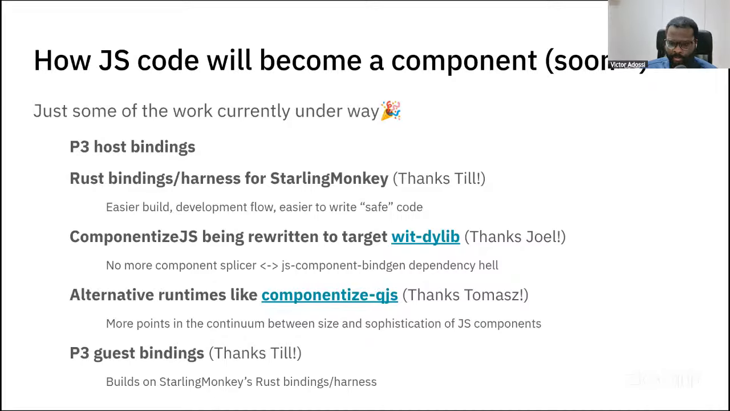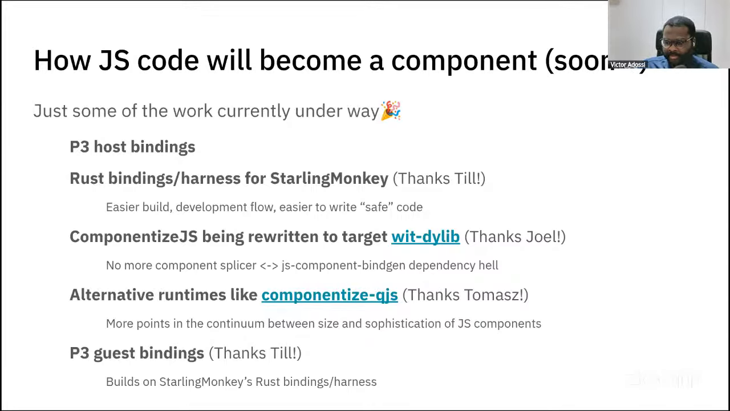Till has started working on Rust bindings, and a harness around StarlingMonkey that makes it, first of all, a lot easier and safer to implement features, and along with doing that, implement features in Rust. And one of the things that falls out of that is that Rust right now has great support for P3 on the guest side. So that makes creating P3 a lot easier. Joel, who just gave his talk a little bit earlier, is working on componentize JS, and notably rewriting it to use with dylib, which was also mentioned earlier.